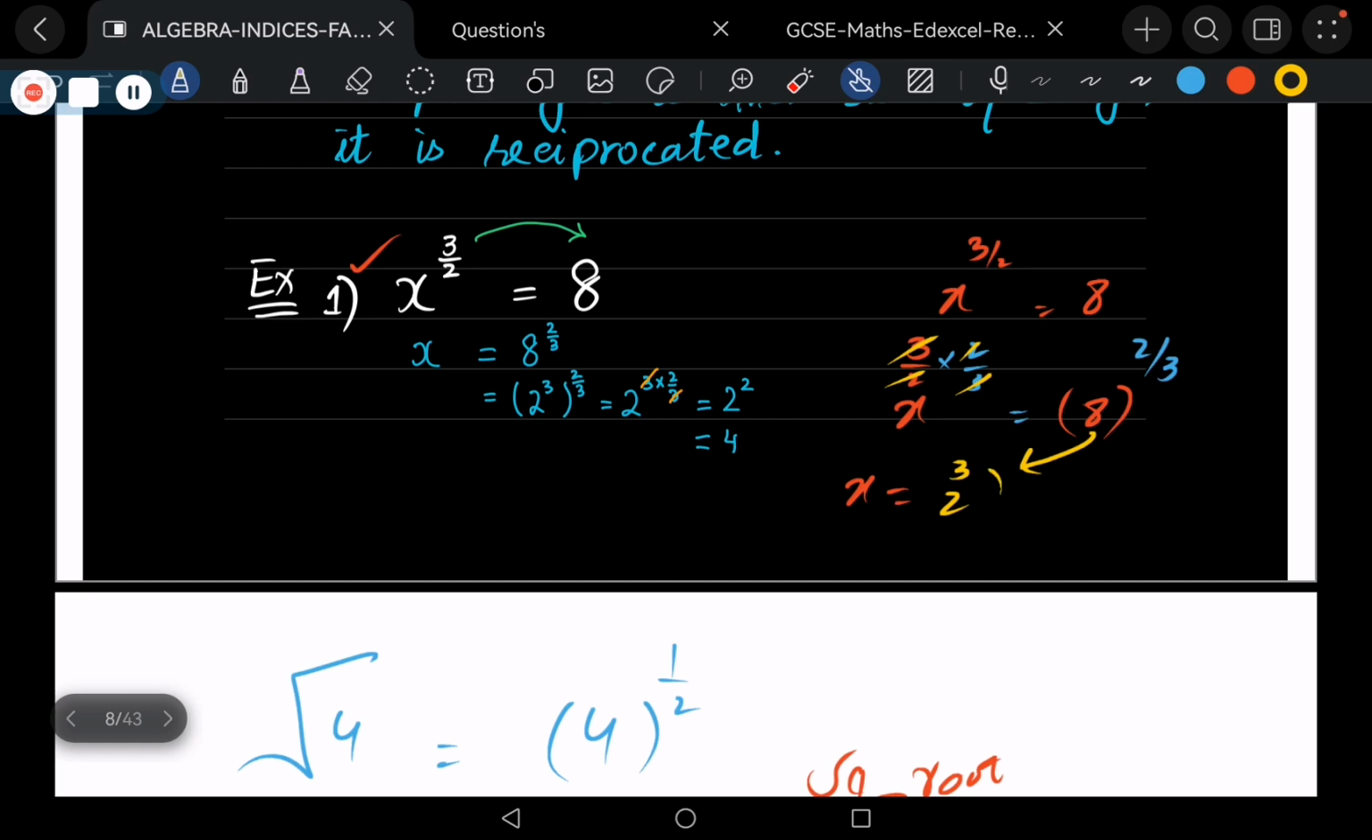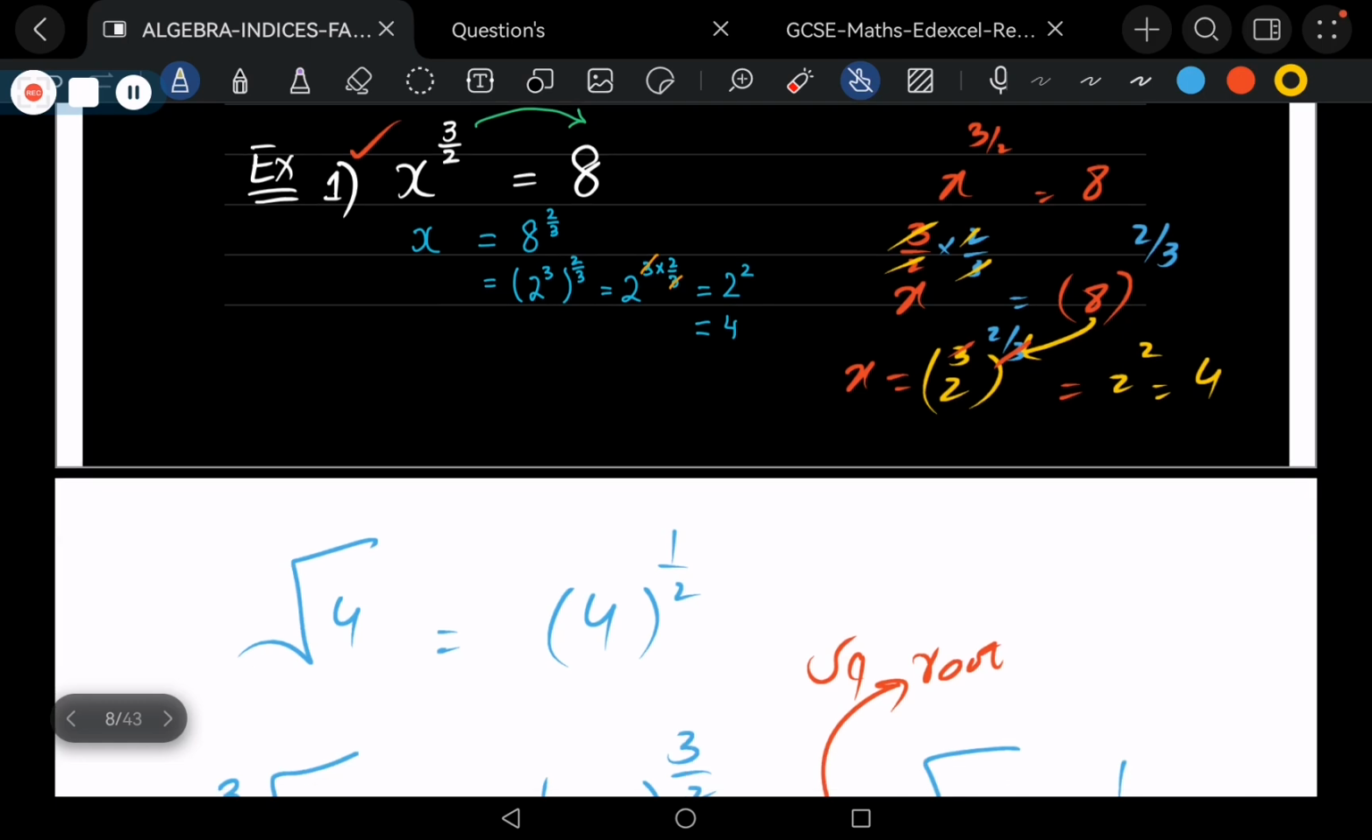2 power 3. And what is the overall power on it? The power is 2 over 3. Now I can cancel this power and this power, and I will be left with only 2 power 2. That will be actually 4. So I can directly write my x equals to 4. This is my answer, just like it.